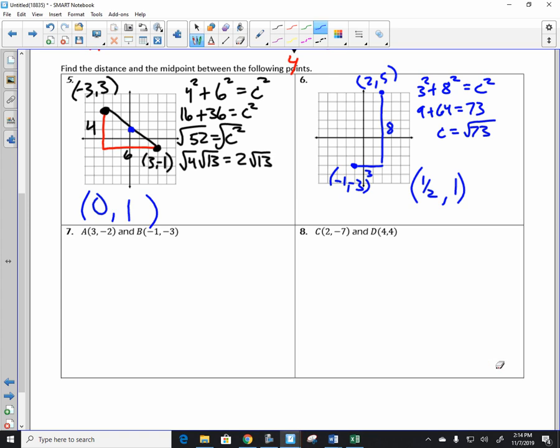I got the root of 73. 73 is a prime number. Nothing divides into it. That's a perfect square. For the second one, I had -1, -3, and 2, 5. 2 plus -1 is 1 divided by 2. I get 1/2. 5 plus -3 is 2 divided by 2 is 1. We all good?